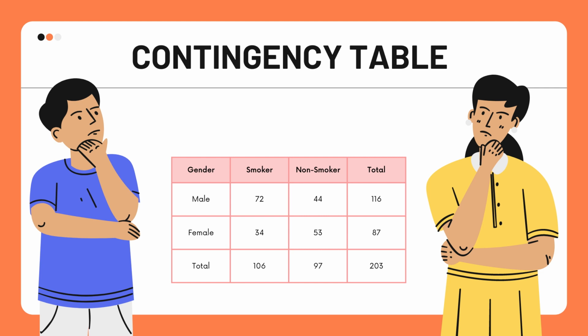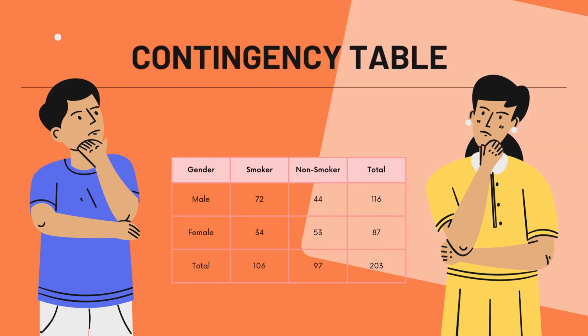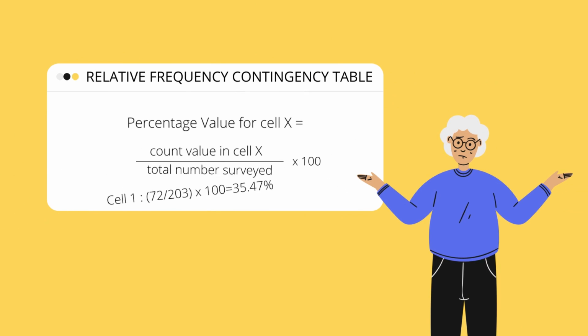But it's always a good idea to make the data as simple as possible, so that when you look at it, you can tell straight away what's going on. A table that does this is called a relative frequency contingency table. To get the percentage value of a particular cell, we divide the count value for that cell by the total number of students surveyed and multiply that by 100.